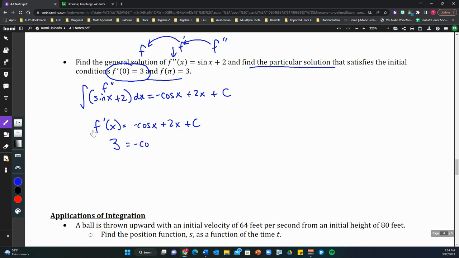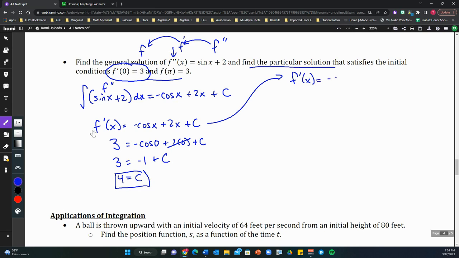So 3 would equal negative cosine of 0 plus 2 times 0 plus c. Well, cosine of 0 is 1, so this becomes negative 1. That becomes 0 plus c. So when I add 1 to both sides, we get c equals 4. So that gives me the particular solution for f prime. So we have negative cosine of x plus 2x plus 4.